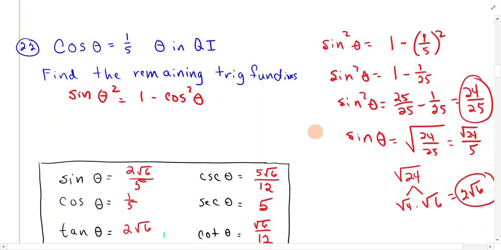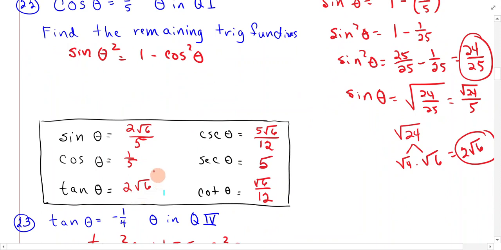Cosine theta we were given. Then tan theta, you would put this over this, divide. So you would have 2 square roots of 6 over 5 times 5 over 1, because when you divide, you flip and multiply. That's gone, so you're left with 2 square roots of 6. Once you have these three, you can just flip and rationalize where you have to.